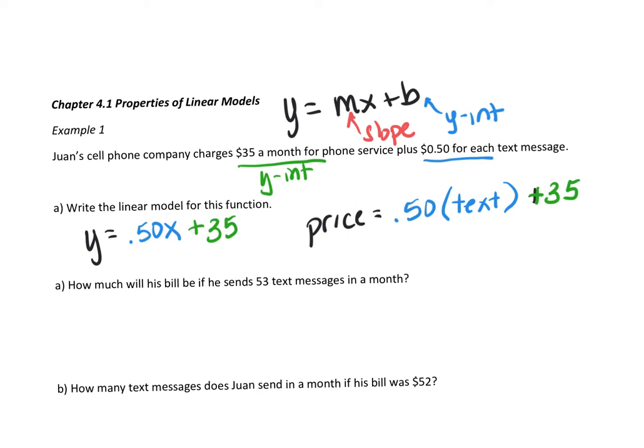So all we're going to do now is just plug in 53 for the text message part, and we'll get our price. So y is equal to, our price is equal to the slope, which is 0.5, times the 53 messages I'm going to send, plus your starting value, which is 35. And when I calculate this, 0.5 times 53 is 26.50 plus 35. I'm going to spend a total of $61.50.